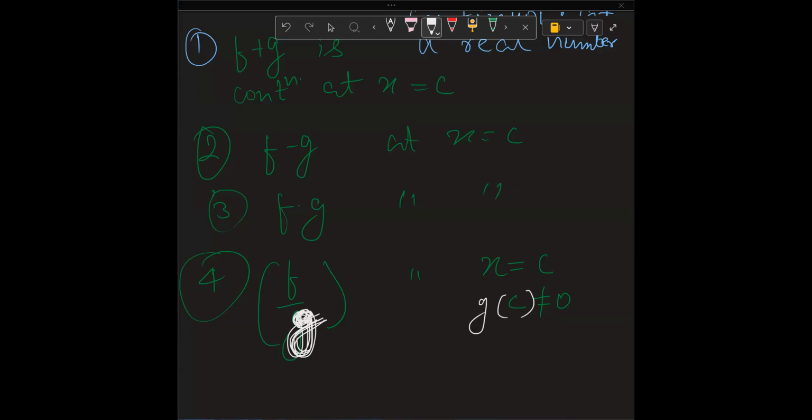So the first question is easy, check it. Will you be able to solve it? Check this function for x equals 5. 5x minus 3 is your function, and check the continuity of this function at x equals 5.